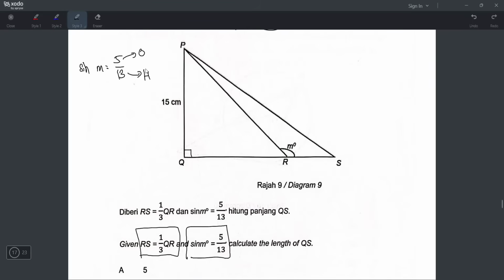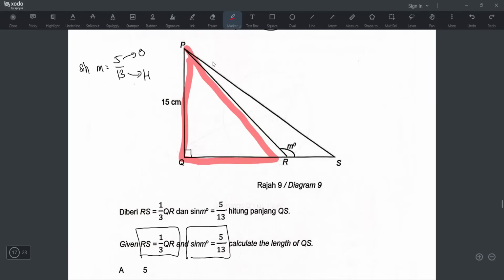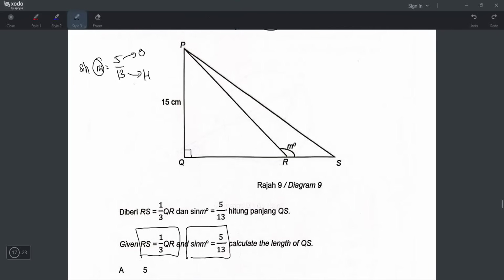But you first have to determine which right angle triangle, because there are two right angles here. The first right angle is this one, and the second one is the big one. So you have to determine which one is the angle, and also you have to look at the angle, because sometimes the angle is not a quadrant 1 angle, and if it's not a quadrant 1 angle, you better find the reference angle. Reference angle means you find out the corresponding angle in quadrant 1. Okay, so let's not look at the 5 and 13. Let's go and find angle M first.